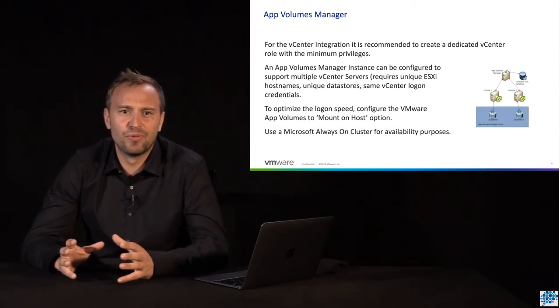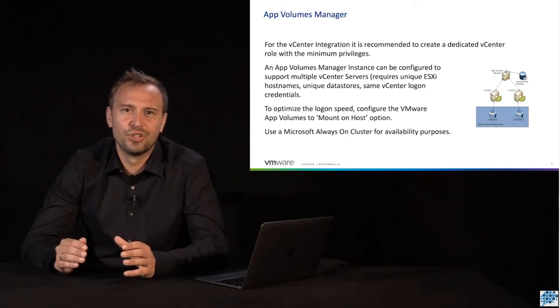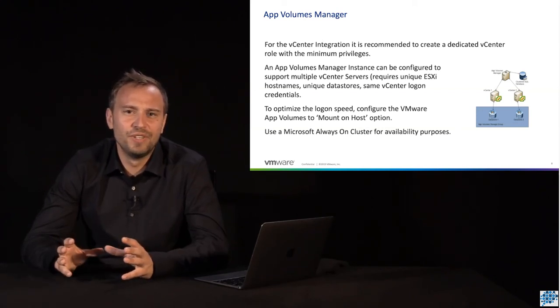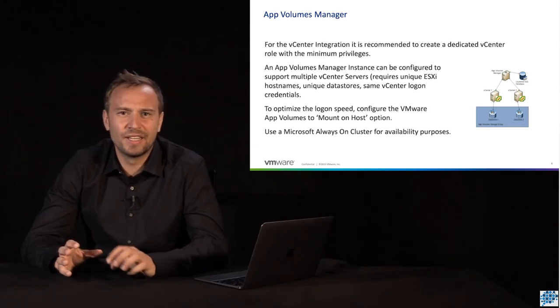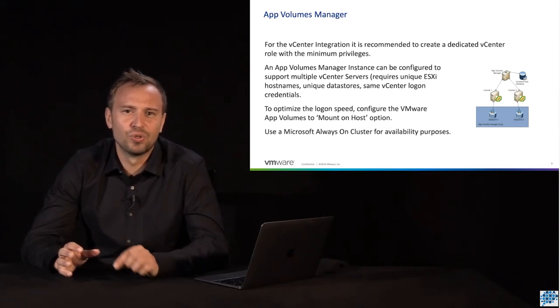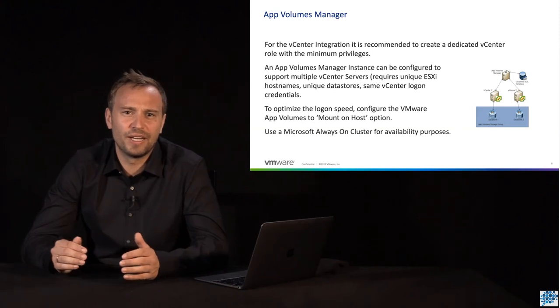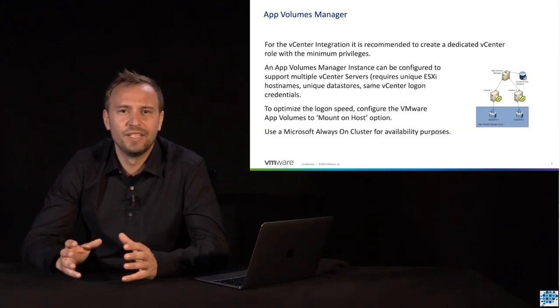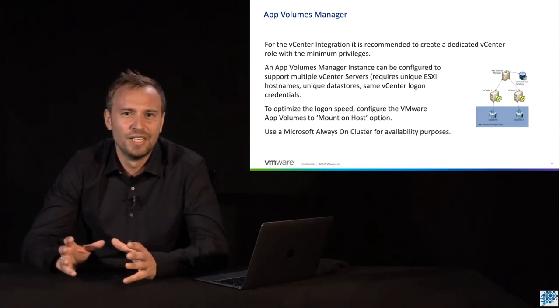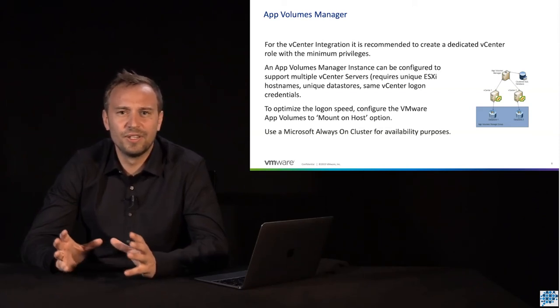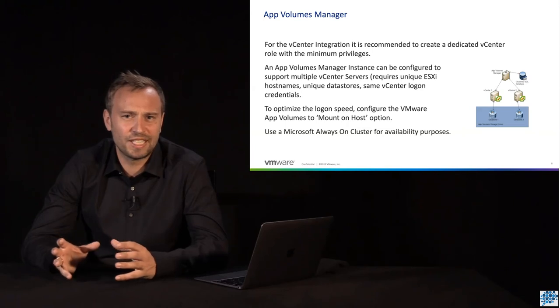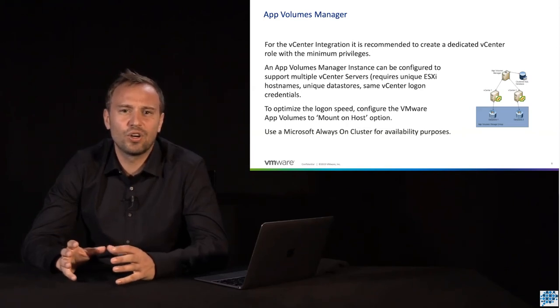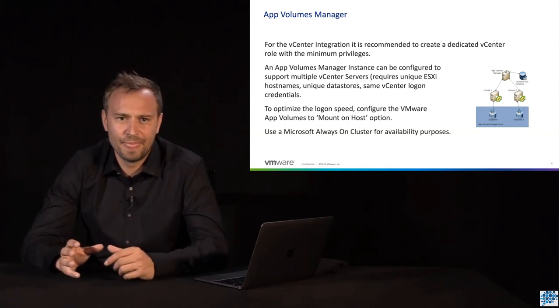To optimize the performance of the logon speed, we can define that the App Volumes Manager should not mount the VMDKs over the vCenter, but it can go directly to the ESXi host where the virtual desktop is running and mount the VMDKs directly over the ESXi host. That requires a certain characteristic on a vSphere level, no lockdown mode or any kind of exception user, but that increases the logon performance tremendously.